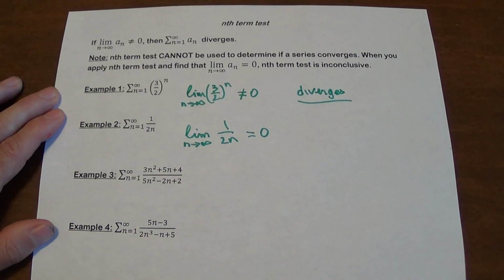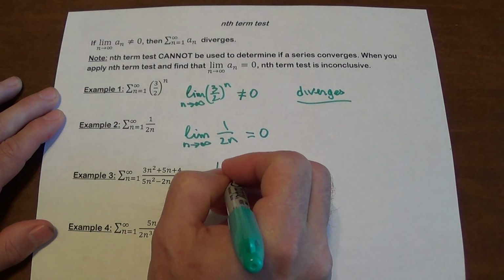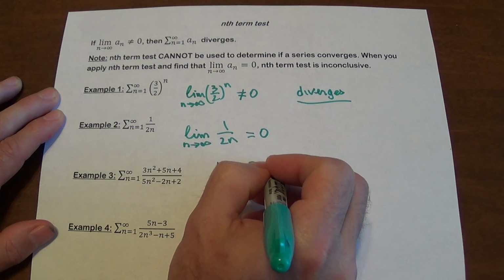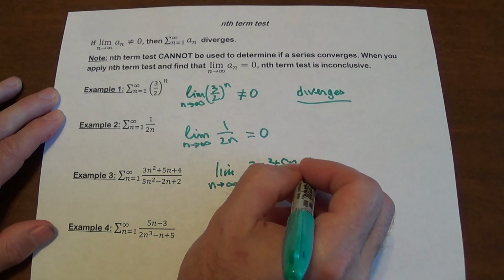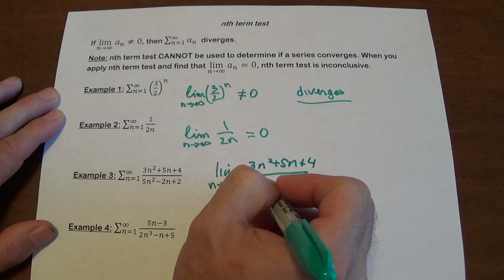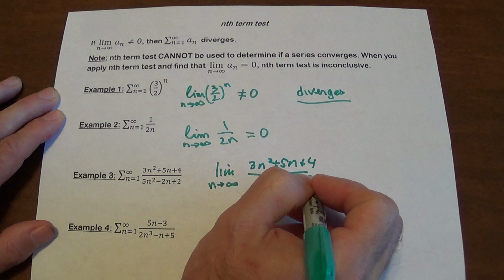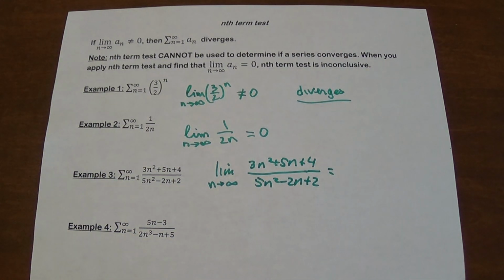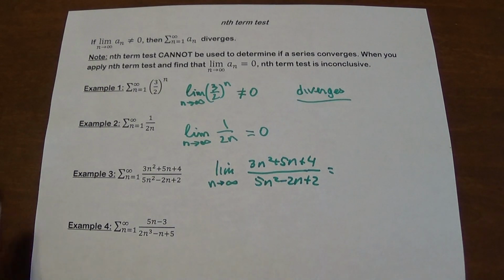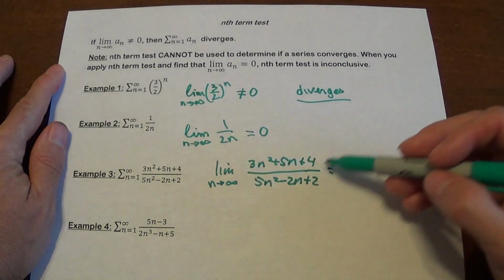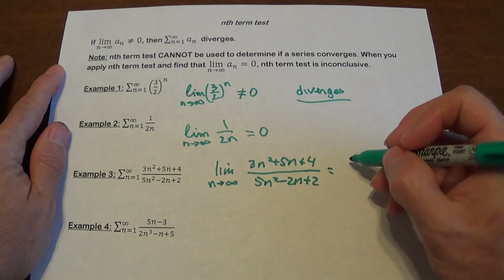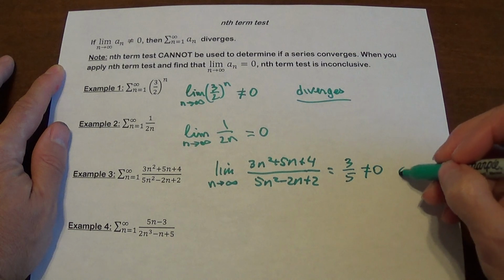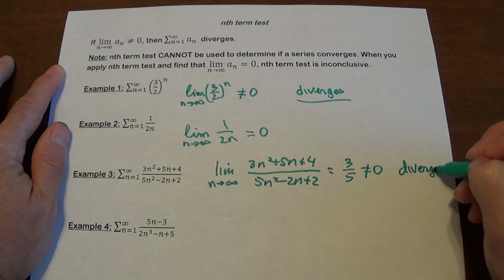The next one. Here we're going to try to find the limit as n goes to infinity of (3n^2 + 5n + 4) over (5n^2 - 2n + 2). Well, this is a situation where you have a rational function. All you need to do is look at the degrees. The degree is the same, so this limit is going to be the ratio of the leading coefficients. It is going to be 3/5, which does not equal 0. We know this one is going to diverge for sure.